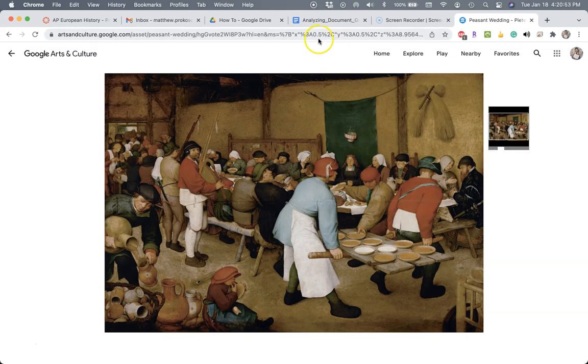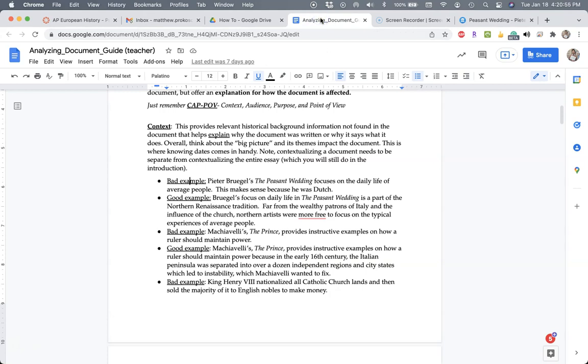So there's our context here. Well, our idea. So let me show you a poor example of an attempt at context. Peter Bruegel's The Peasant Wedding focuses on the daily life of average people. Is this true? Yes, it is. You do have to describe the painting in this case, or describe whatever the document is, but that is not enough.